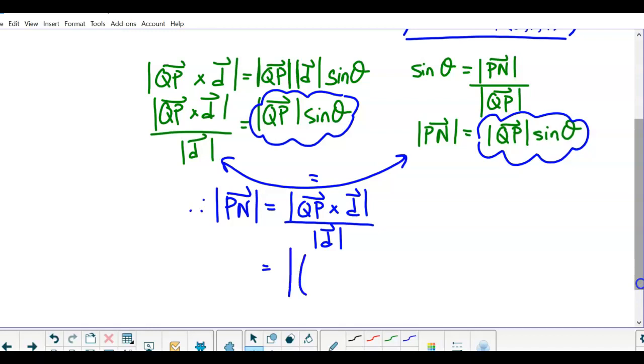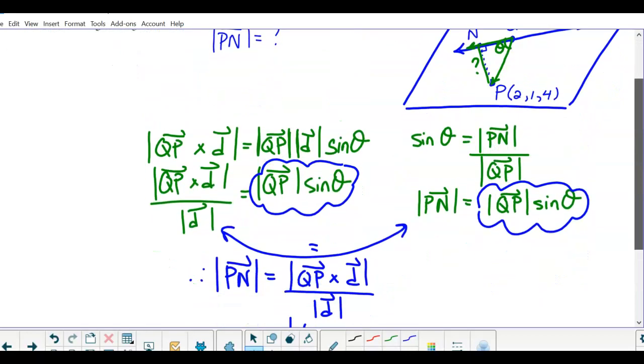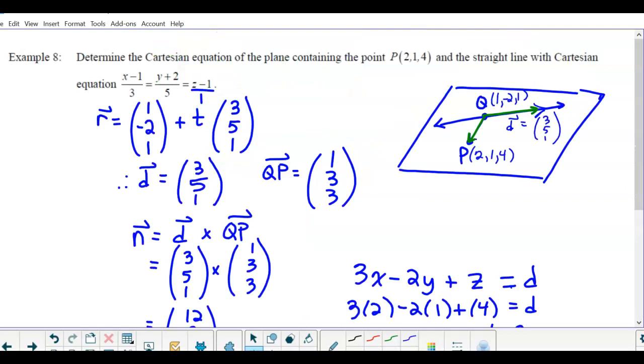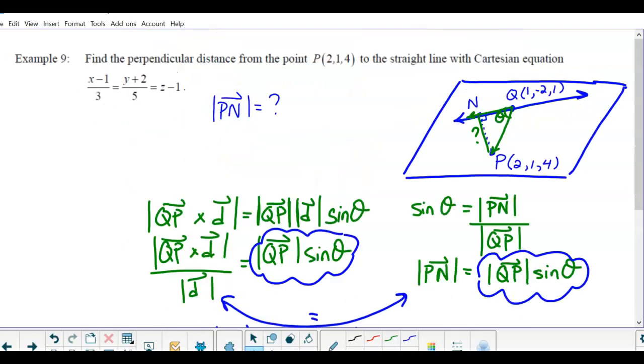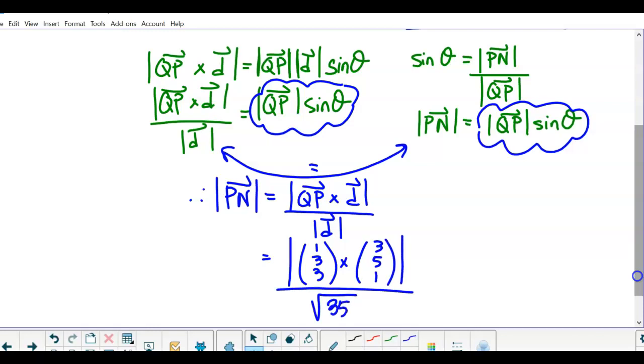So 2p we did in the last question. Take a look above. 2p was 1, 3, 3. Direction vector of that line, 3, 5, 1. The magnitude of the direction vector is the square root of 35.